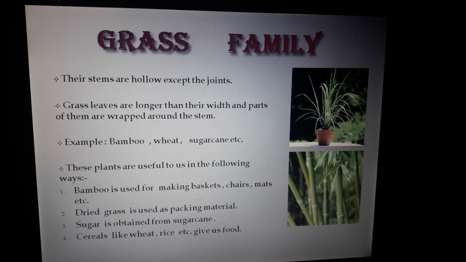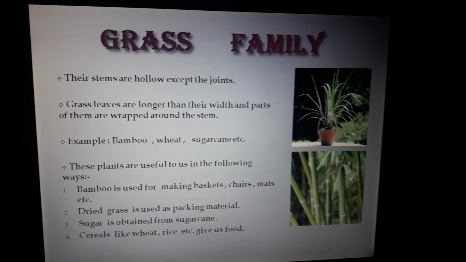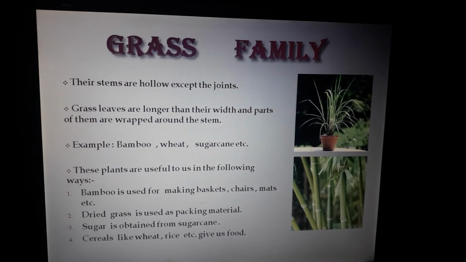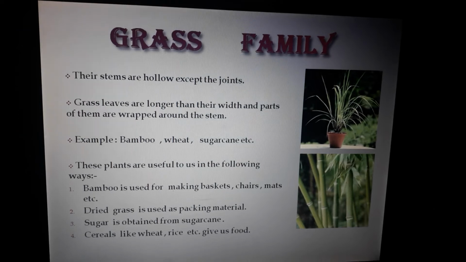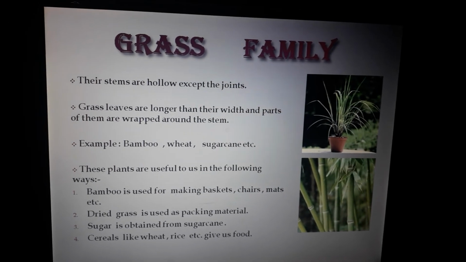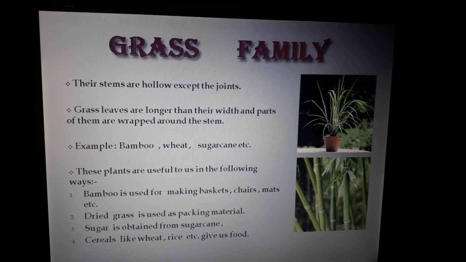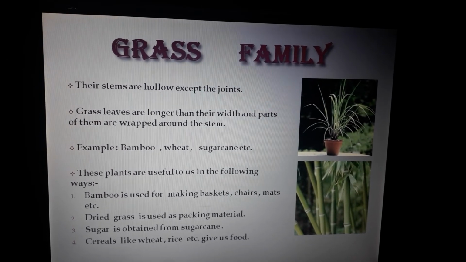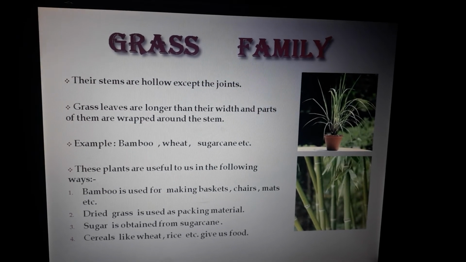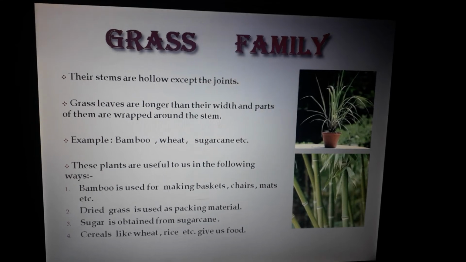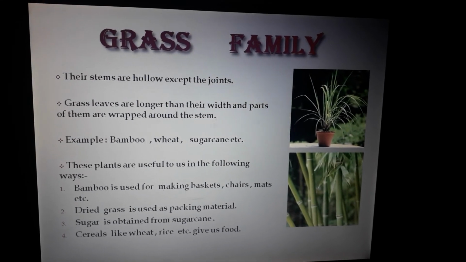These plants are useful to us in the following ways. Bamboo is used for making baskets, chairs, mats, etc. Dried grass is used for packing material. Sugar is obtained from sugarcane. Cereals like wheat, rice, etc. give us food. So students, this was all about the adaptations in the special plants.